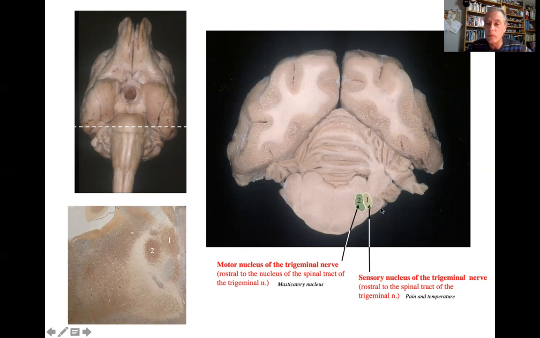And now I want to show you something important. Two nuclei. Number one here is the sensory nucleus of the trigeminal nerve, located rostral to the spinal tract of the trigeminal nerve. This receives pain and temperature. And the other one, medially located, is the motor nucleus of the trigeminal nerve, also named masticatory nucleus. Okay? Important. And in histology, you have it here, 1 and 2. The sensory nucleus of the trigeminal nerve and the motor nucleus of the trigeminal nerve, or masticatory nucleus.